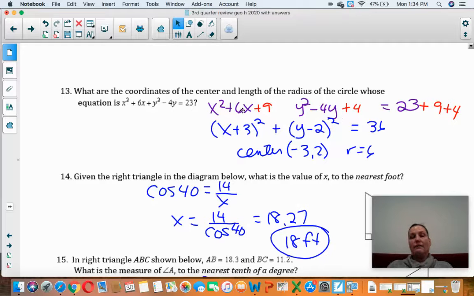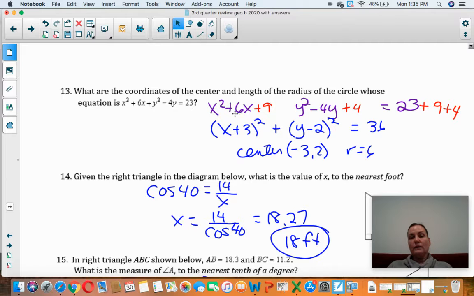I take half of 6, which is 3. 3 squared is 9. Since I'm adding 9 to the left, I have to add 9 to the right. So what I'm adding on, I did in red. I do the same thing for the y's. Half of -4 is -2. -2 squared is 4. If I add 4 to the left, I must add 4 to the right. Now, all these numbers on the right add up to 36. That's my radius squared, so my radius is 6.